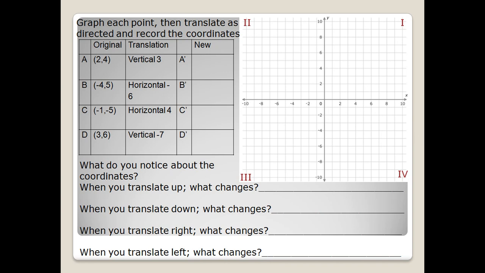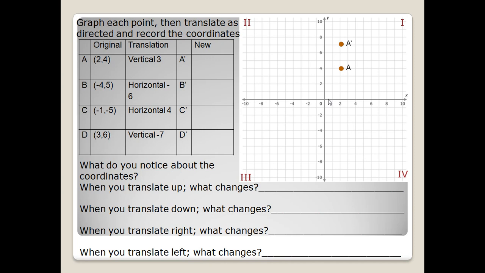Now let's look at the question at hand. It says to graph each point, then translate as directed and record the coordinates. So for point A, we need to plot it at 2, 4. So we always go x first, so we go over 2, and then we go on our y-axis up 4, so 1, 2, 3, 4, and that is our first point. The translation says to go vertical 3, so we're just going to go up 3, 1, 2, 3, and there's our new point.